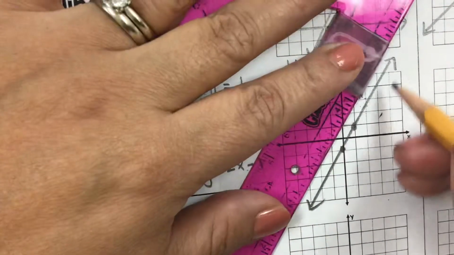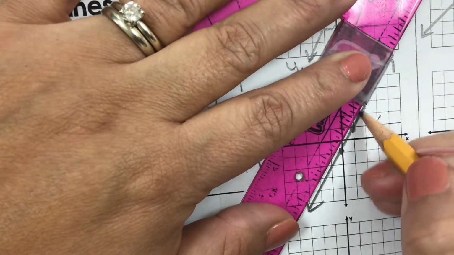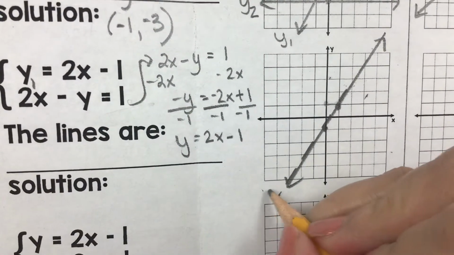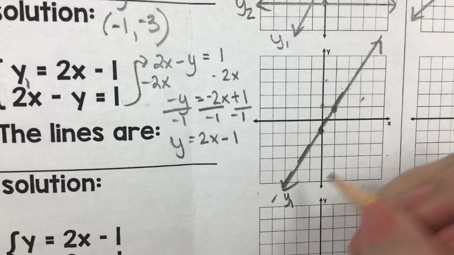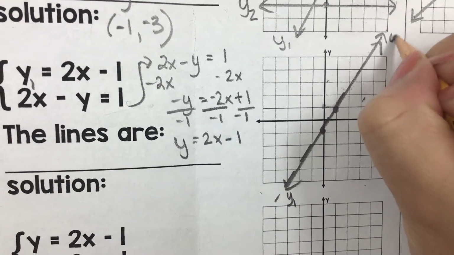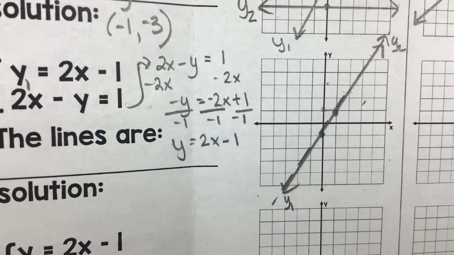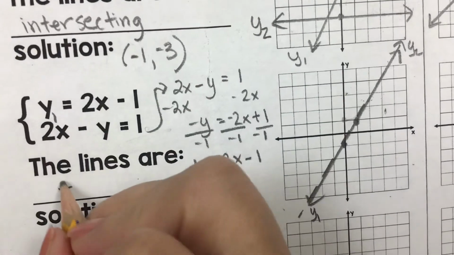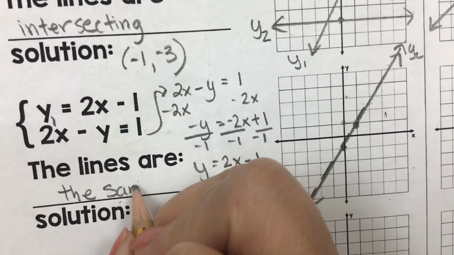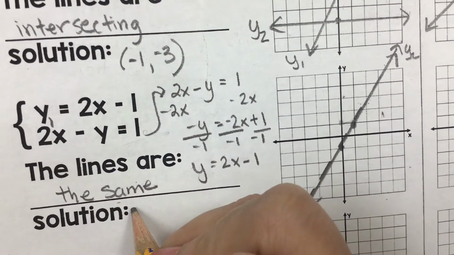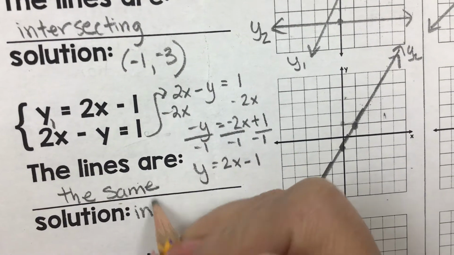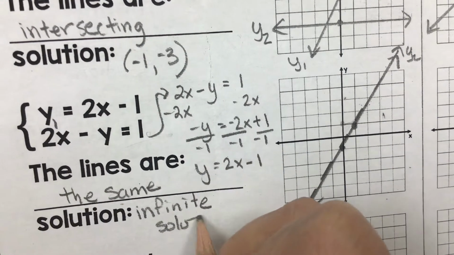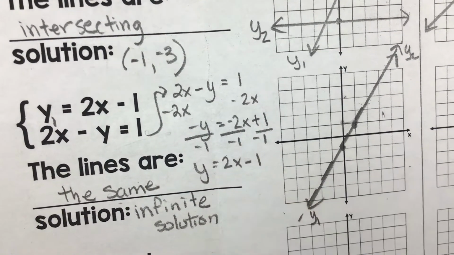We have the same line, so it is hard to denote that we have the same one. So this is what I would like for you to do. Write y1 for the first equation right here, and then write y2 for the second equation up there, so we can tell that both lines are on there. Since the lines are the same, then we got infinite solutions. You can also write infinitely many.